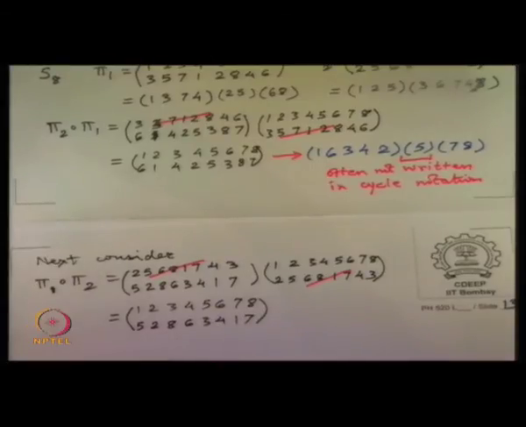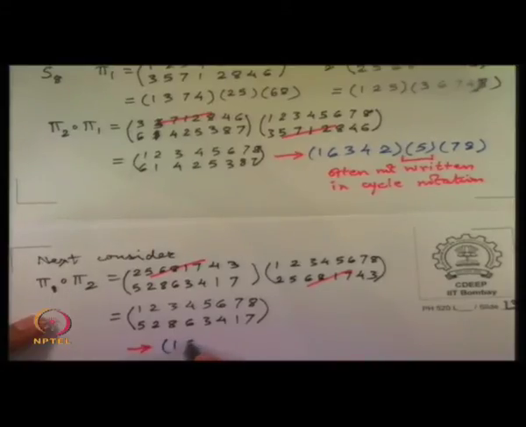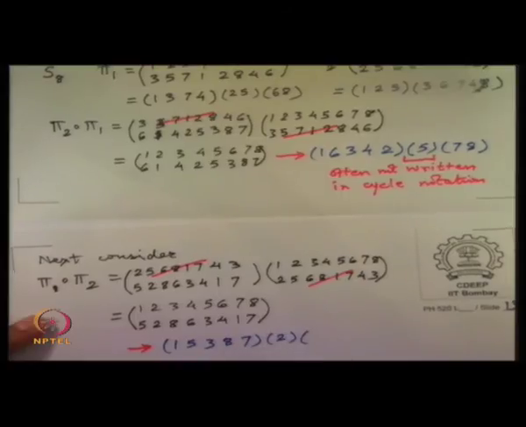And what does that become in cycle notation? 1 goes to 5, 5 goes to 3, 3 goes to 8, 8 goes to 7, and 7 goes back to 1. That is one cycle. 2 goes to 2, and 4 goes to 6 and 6 goes to 4.